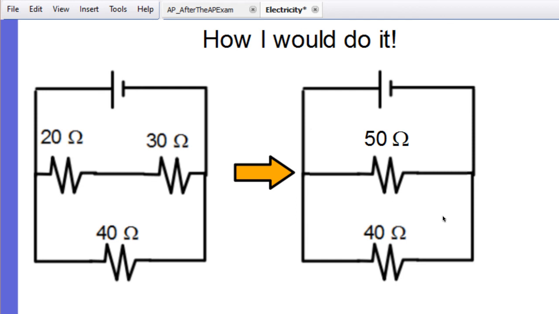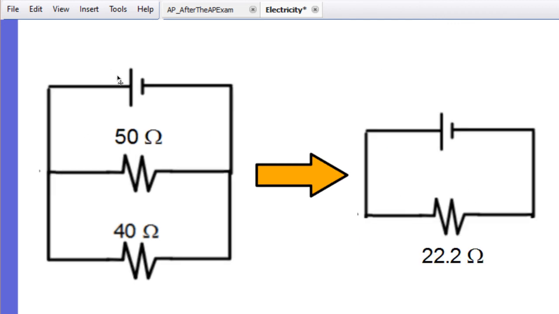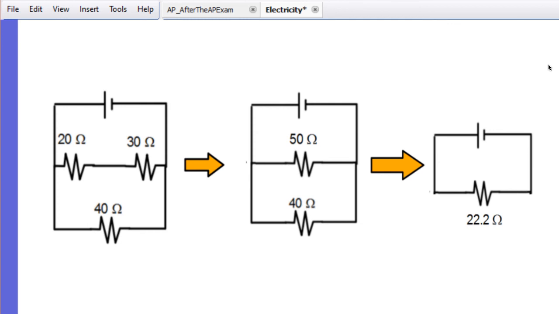Step 1, I realize that, hey, 20 and 30, they're in series. I can simplify that together. That gives me 50. So now I pretend that this is my circuit. And then I say, oh, hey, 50 and 40 in parallel. I can simplify that. Gives me that. Final answer. Pretty straightforward. It looks like that altogether.